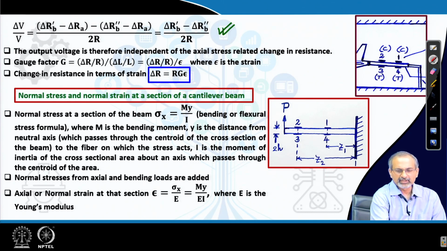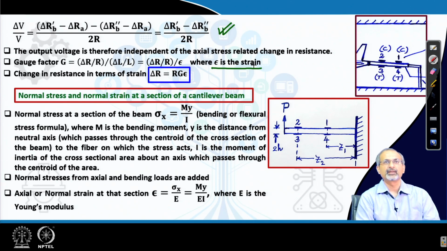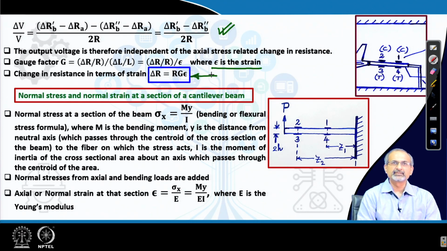Now, we invoke the gauge factor, which we had studied earlier, and we find that the gauge factor can be represented as delta R by R, the whole divided by epsilon, which is the strain produced in the resistance due to the applied loading. Therefore, a change in resistance can now be expressed in terms of the resistance value itself, the gauge factor and the strain.